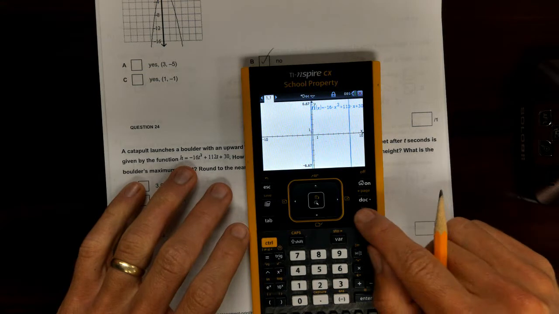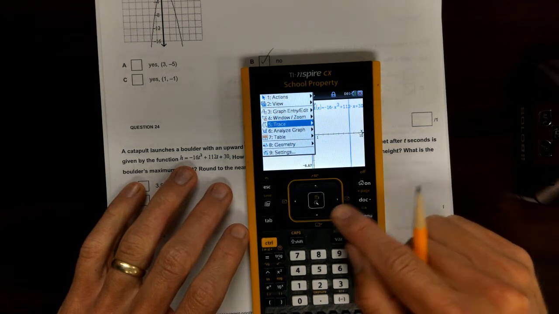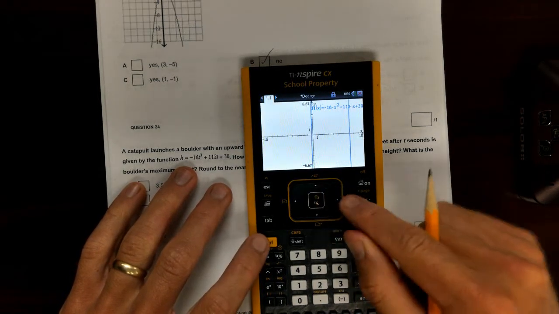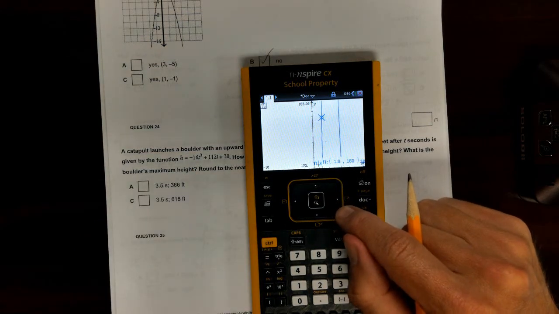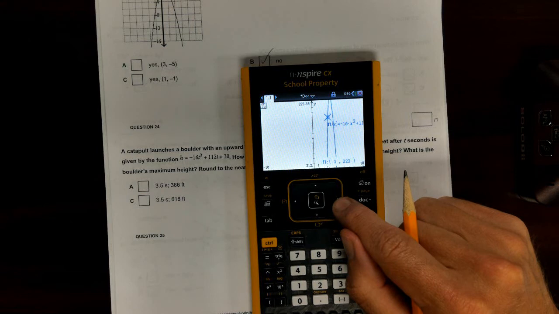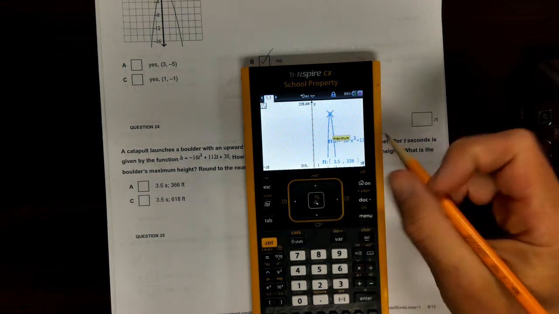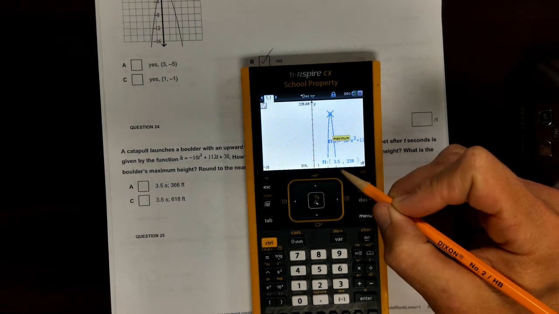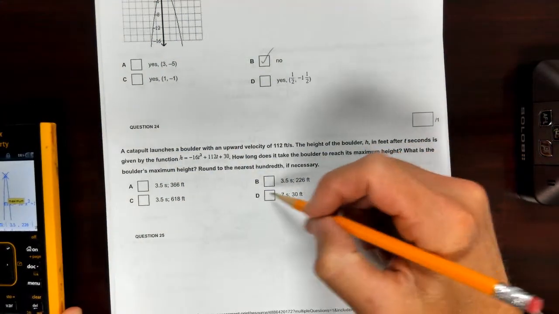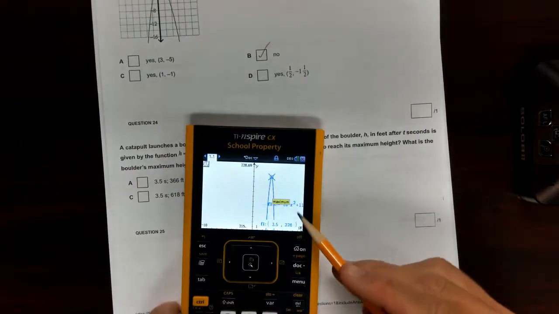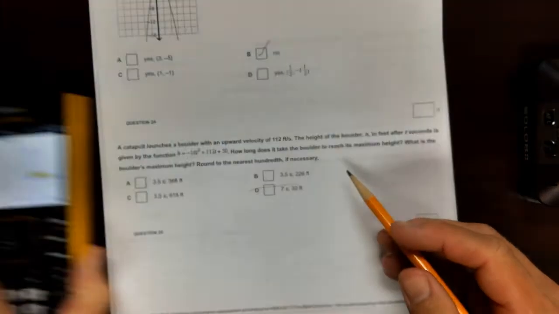We're going to graph it. Bam, there it is. Now once again we're going to find the vertex. We're going to go to trace. We'll trace the graph. We need to go up here to where it gives me the vertex. And it tells me, bam, it's a maximum. The x value is 3.5. D is incorrect. And the y value is right here at 226.